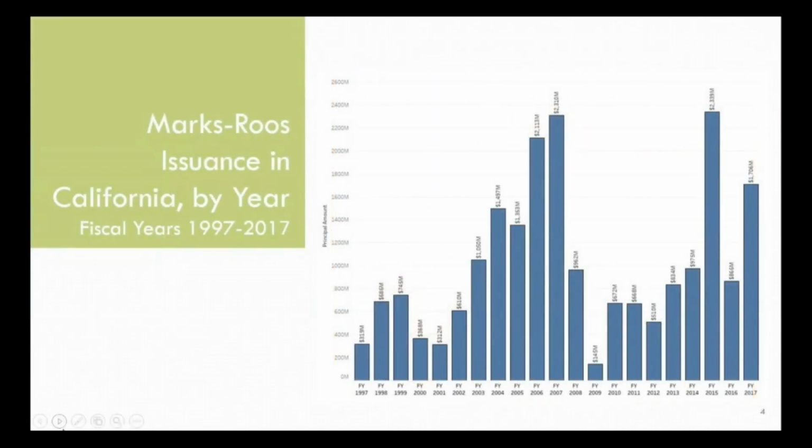Before I hand it over to Nova, we have included a couple of snapshots of Marks-Roos issuance over a 20-year period, from fiscal year 1996-97 through fiscal year 2016-17. These figures on the slide include both new money and refunding issuance and show the highest issuance years as fiscal years 2006-07 and 2014-15, each totaling over $2.3 billion.